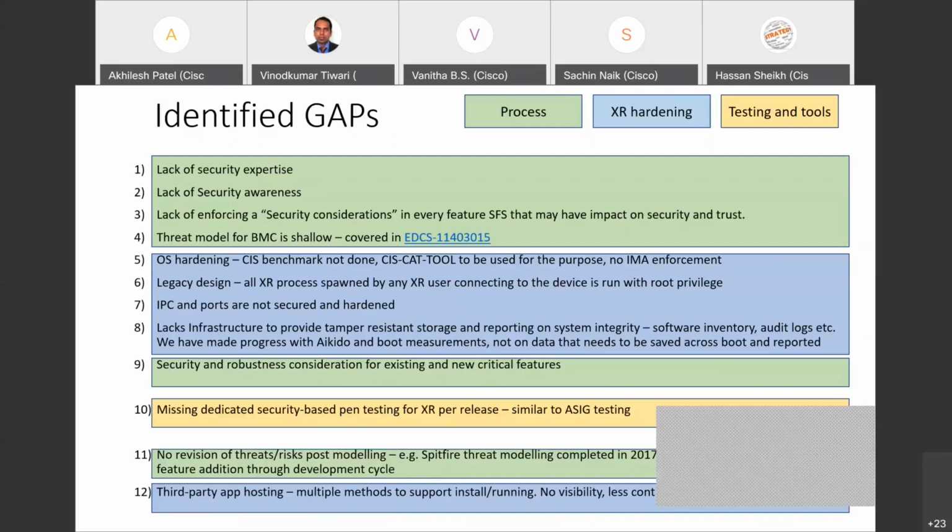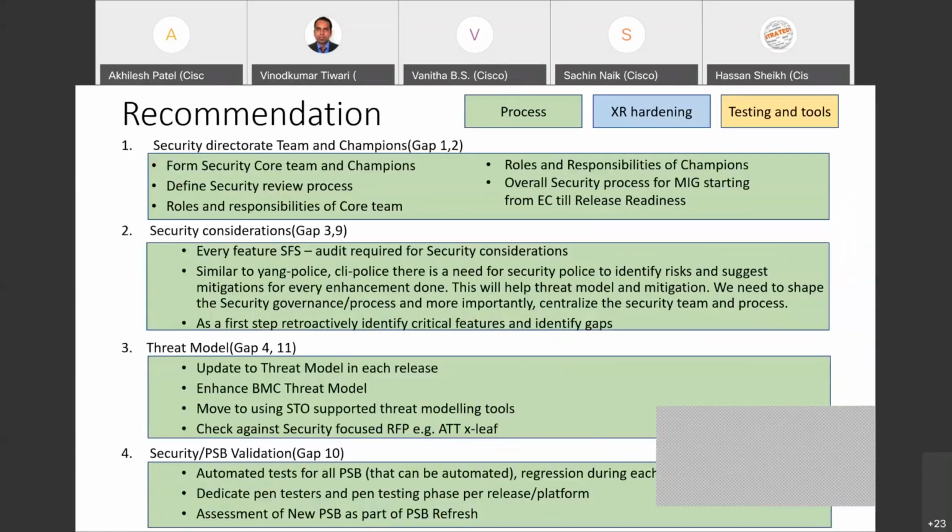With respect to process, there are threat models defined, but these are never revised. Example, Spitfire threat model was completed in 2017, product was released in 2020, which means the feature additions which went through the development cycle didn't have a revision of threat model. And third-party app hosting needs to have much more secure ways. These were the gaps identified, and there were some recommendations given.